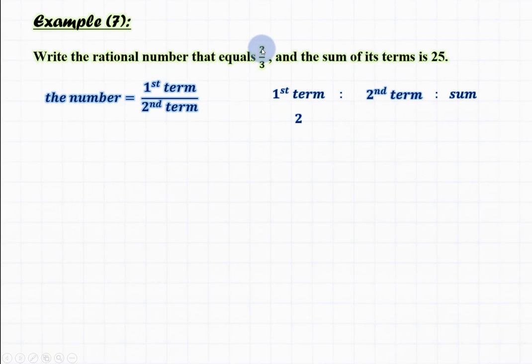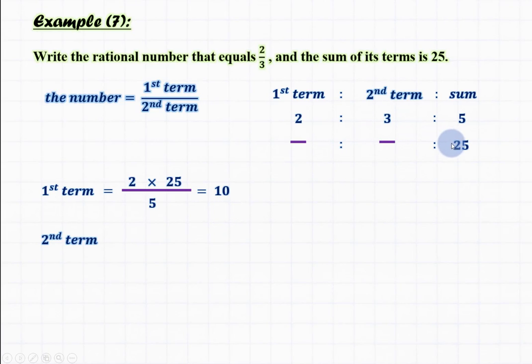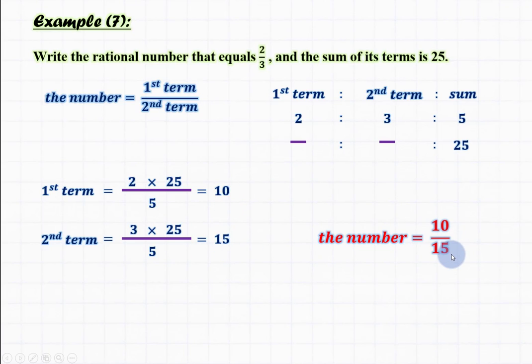The ratio of the first term is equal to 2, and the second term will equal 3, and the sum of this ratio, 2 plus 3, will equal 5, and the real sum equals 25. To find the first term, we make cross multiplication: 2 times 25 over 5. 2 multiplied by 25 over 5 will equal 10, and for the second term we make 3 times 25 over 5, which will equal 15. We say the number equals first term over second, and we find the first term equals 10 and the second equals 15, then the number will equal 10 over 15.